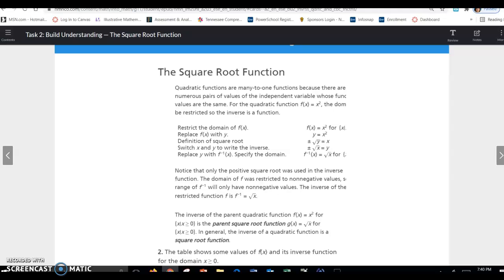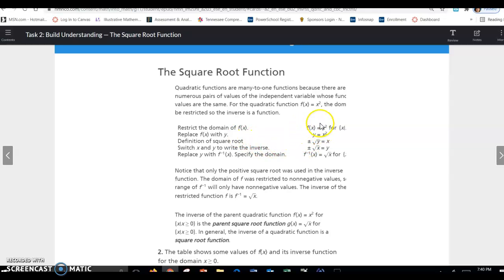Restrict the domain of f of x. You can see that some of this is cut off, so it's in the textbook as well if you want to follow along. The first line says restrict the domain of f of x equals x squared for all x such that x is greater than or equal to 0. So we're just going to look at the positive values of x. Then you're going to replace f of x with y.